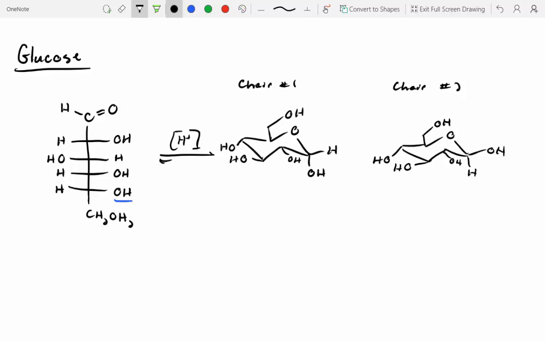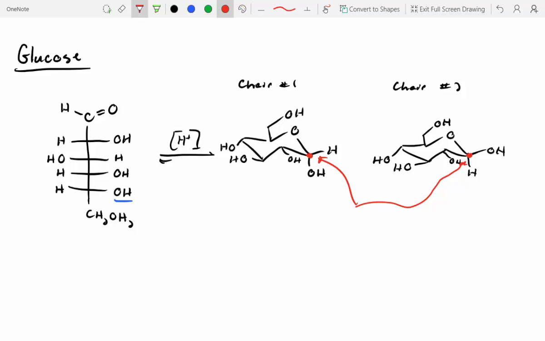What's the difference here? What do you guys think? Yeah, exactly. Somebody remembered it. If we look at this carbon right here, we flip the stereocenter. So technically, would these be enantiomers or diastereomers? Diastereomers, right? We flip one but not all stereocenters. This carbon is a very specific carbon. These are called anomeric carbons.